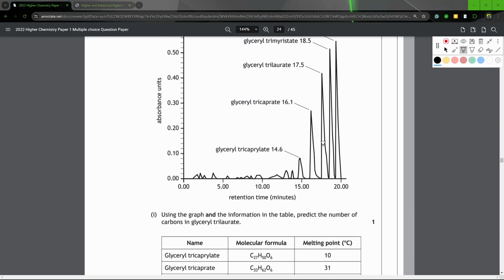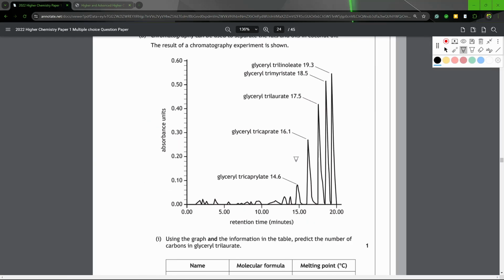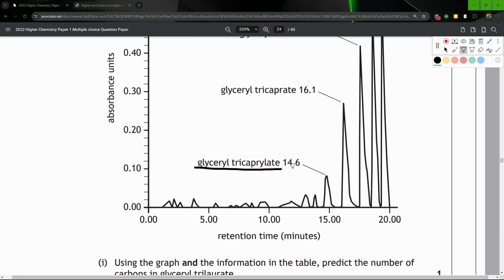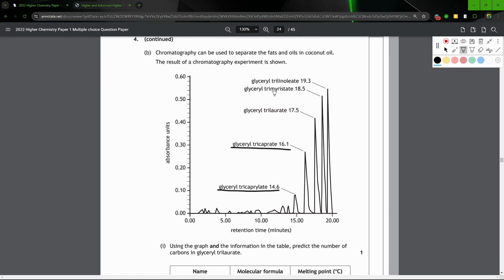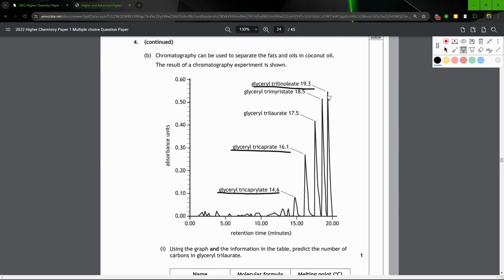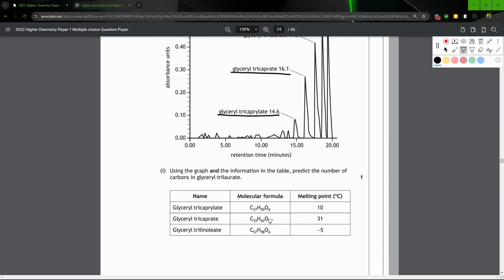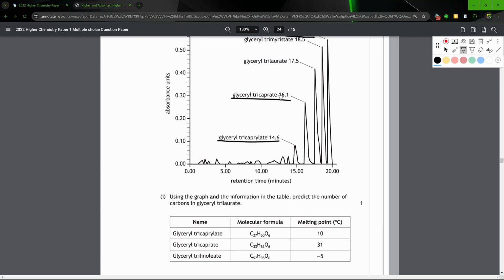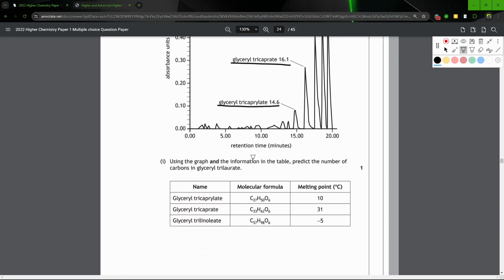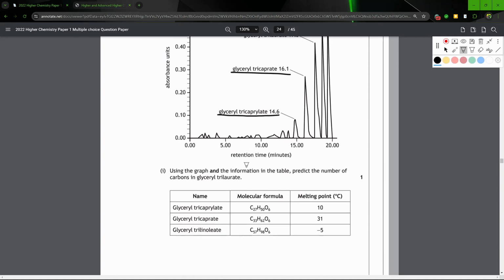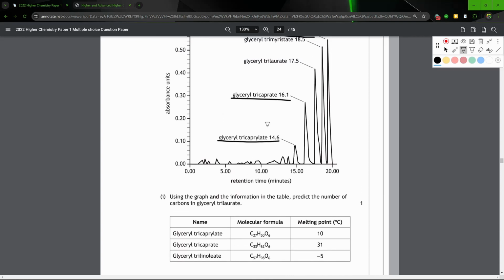But the way I would go about it is, I'm going to highlight the compounds we have in the table. So you have tricaprylate, we have the other one, tricaprate, they don't tell me how to pronounce these, and trilinoleate at the very top. The way I would do it is I'm going to have a look at these, look at the difference in the carbon atoms, compare them to the difference in retention times, and then hopefully we can use it to estimate what trilaurate is going to be. So I'm going to use these two here because I think they give a semi-accurate answer. Yeah, this one's a bit of a nonsense, to be honest.